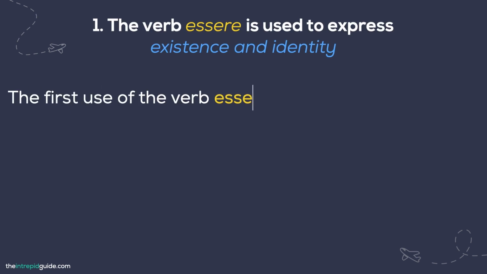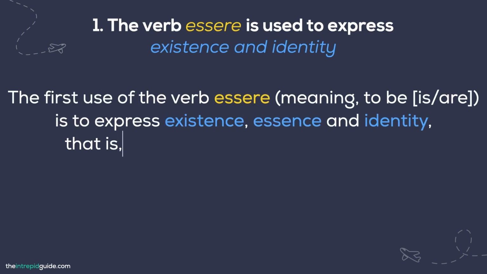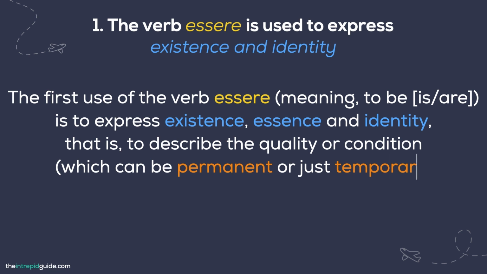Now, the first use of the verb essere, meaning to be, or is or are, is to express existence, essence, and identity. That is, to describe the quality or condition, which can be permanent or just temporary, of an object or a person. From a grammatical point of view, the verb essere is used with a noun or an adjective. Let's look at the following examples.